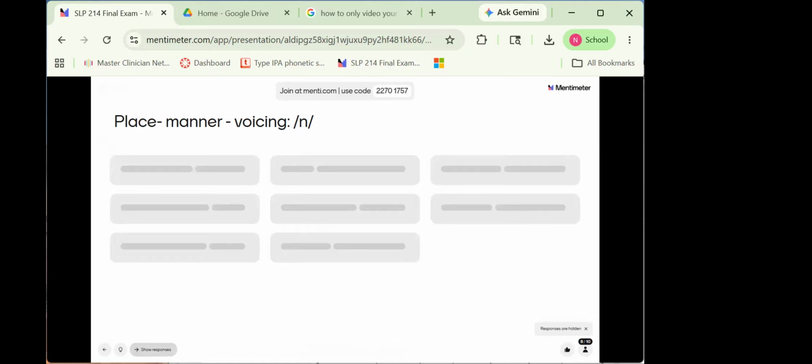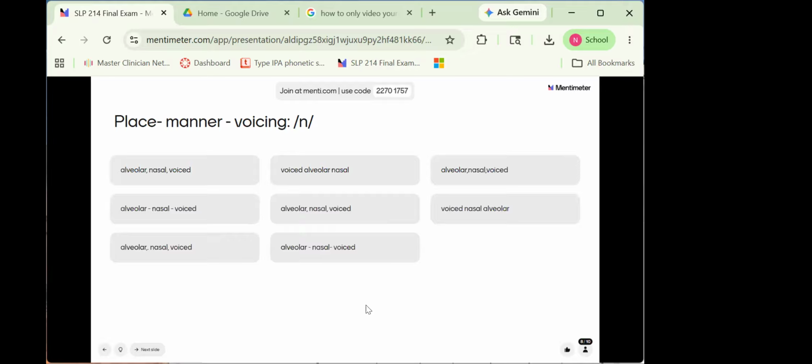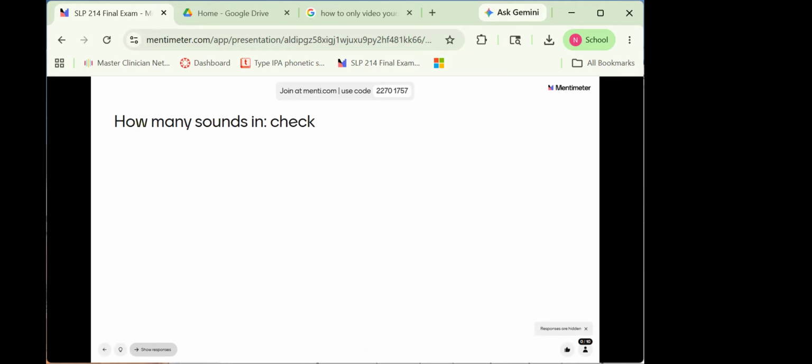Okay, let's look at our responses. So our sound, first of all, is mm. So it is voiced. You can feel the voicing there. And it is an alveolar sound. And it is a nasal. How many sounds in check?